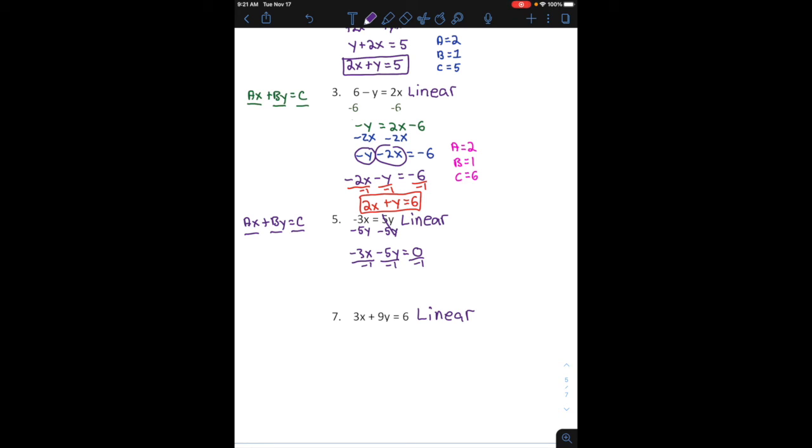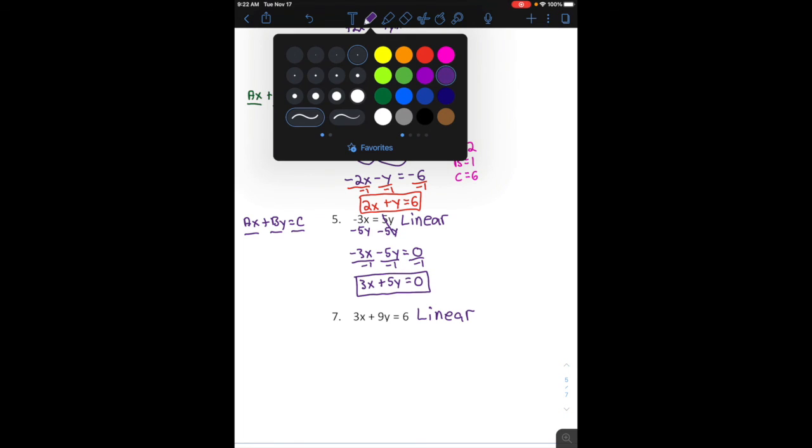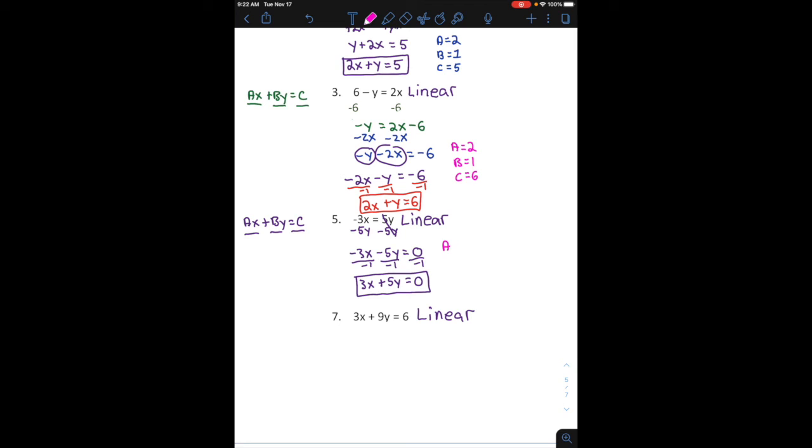-3x divided by -1 is positive 3x. -5y divided by -1 is positive 5y. And 0 divided by -1 is 0. This would be our final standard form for number 5, in which a is 3, b is 5, and c in this case is 0. A, b, and c are always just numbers. They are integers. A is the coefficient in front of the x, b is the coefficient in front of the y, and c is the value to the right of the equal sign.